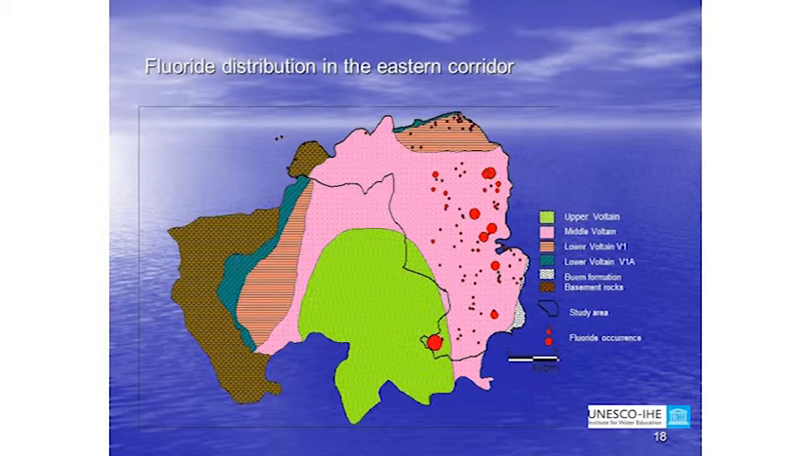Now here I have tried to plot. This is the geology of the region or the study area. That is the northern region. I have tried to plot the fluoride to show the fluoride occurrence in the area. The red dots that you see there are fluoride occurrences, and the size of the dots shows the concentration of the fluoride.